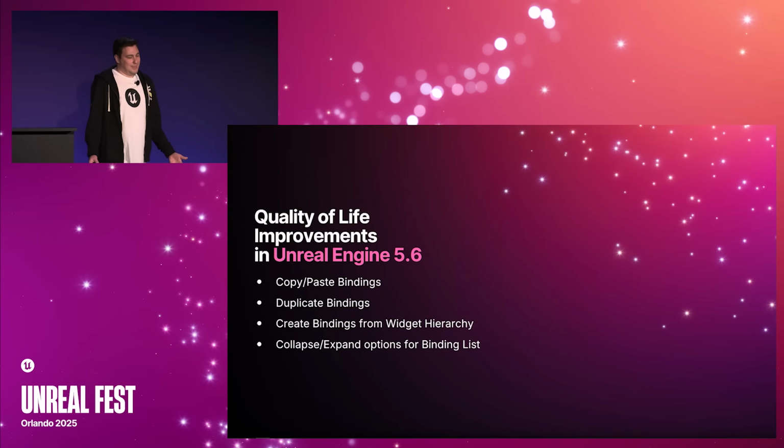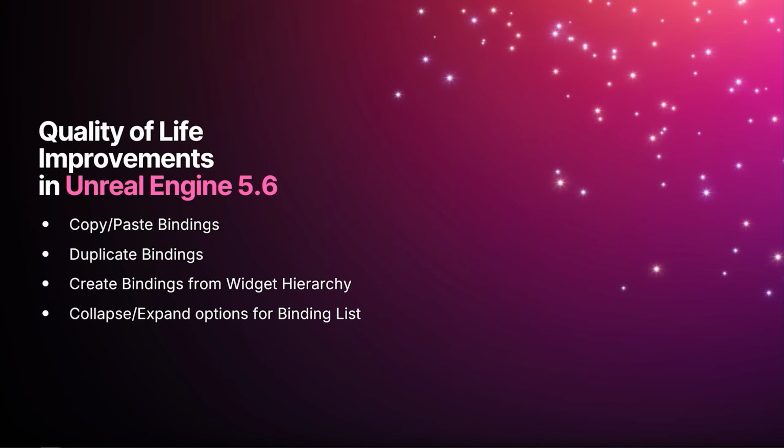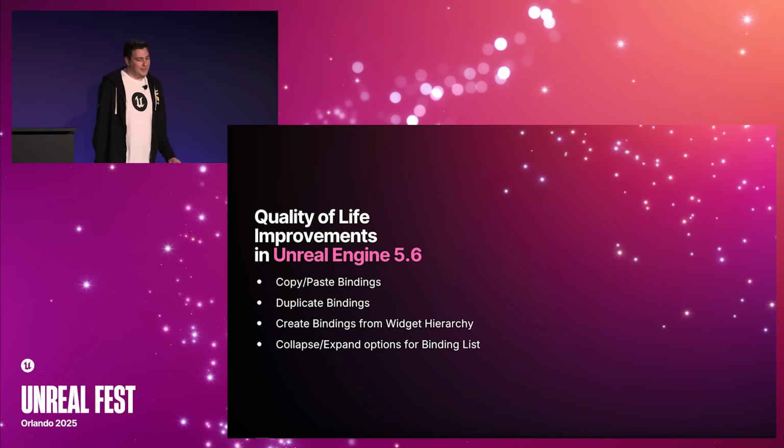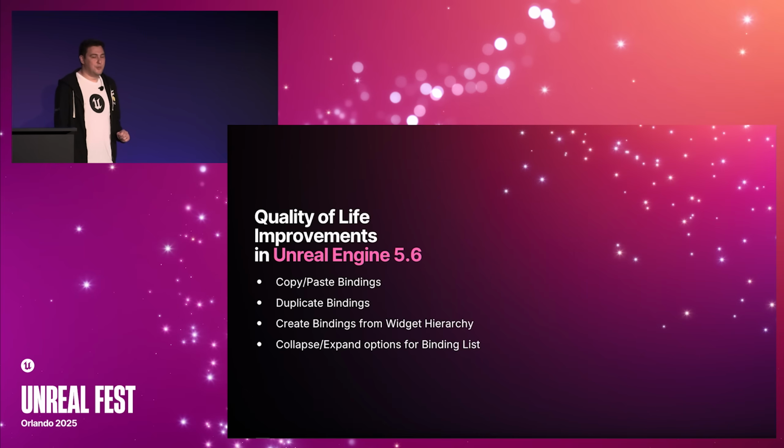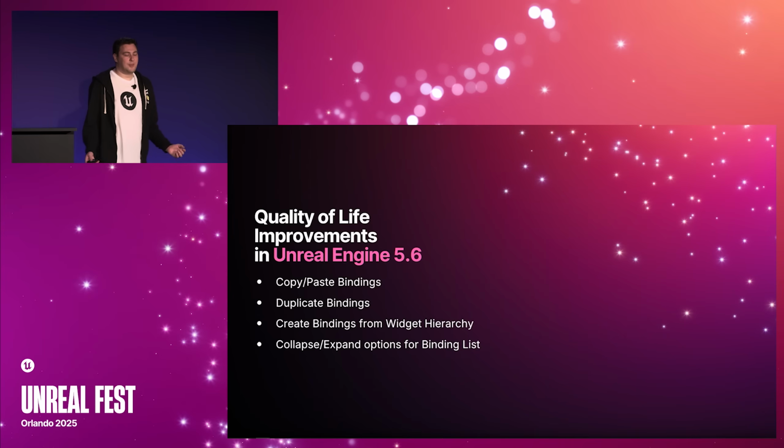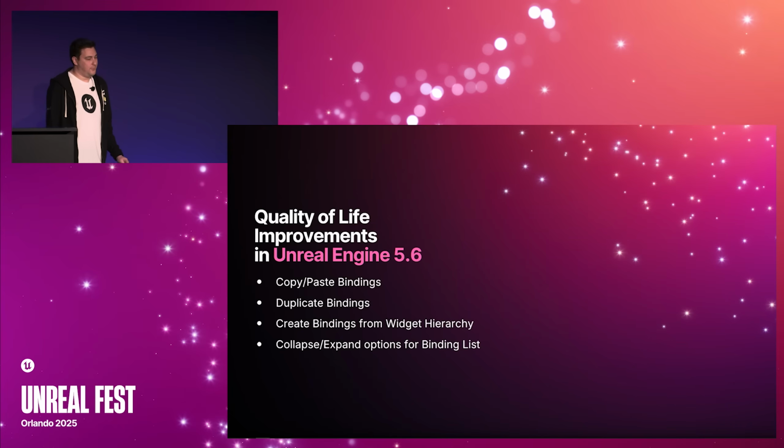The first one is the ability to copy and paste bindings. I was dying for this feature, and I am so glad that it's here. If you're setting up multiple similar bindings, this is obviously going to save you time. And when you've got copy and paste, you of course need duplicate, so that's been added as well. Another addition is the ability to right-click a widget in the hierarchy panel and create a widget binding directly from there. Finally, there's now options to expand or collapse all categories or bindings in the View Bindings panel.